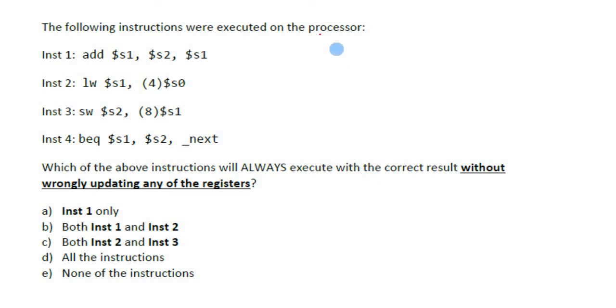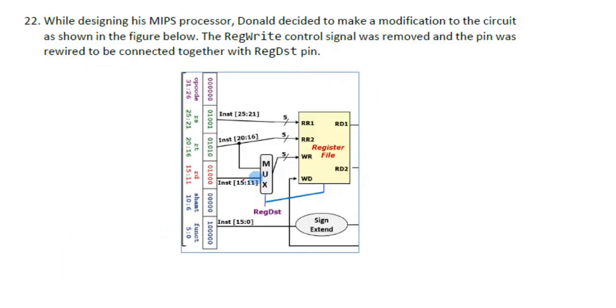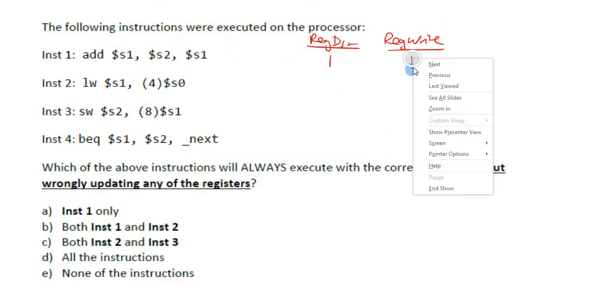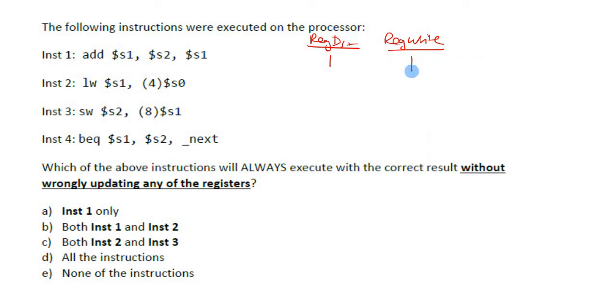So what we need to do is analyze the register destination and the register write requirements for each of these types of instructions. For the first one, the add instruction, we know that the register destination is always here, which means it's supposed to be 1. And this always updates the register, so register write is also always 1. Since both of them are the same and both are 1, this instruction will always execute correctly.